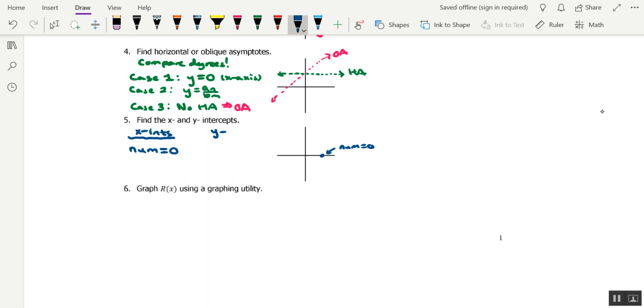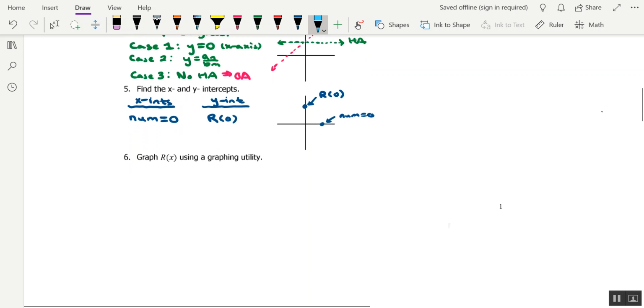For a y-intercept, you use 0 again, but in a different fashion. What you do is you plug 0 into your rational function. You would plug 0 into your rational function and simplify it down into a single number, and that would give you the y-intercept. So maybe the y-intercept is right here, and that value on the y-axis is found by plugging 0 into your rational function.